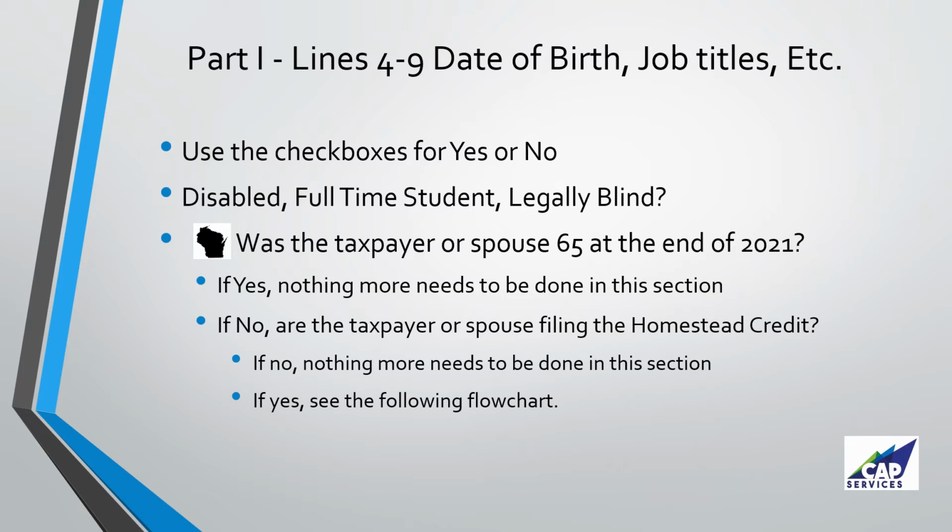Part 1, lines 4 through 9, date of birth, job titles, and so on. Make sure you check the boxes for either yes or no. Was the taxpayer or spouse totally and permanently disabled, a full-time student, or legally blind? Was the taxpayer or spouse 65 at the end of the tax year? This is for calculating the Wisconsin retirement exclusion. If yes, nothing more needs to be done in this section. Notice the Wisconsin icon again and mark this information on the Wisconsin information sheet.